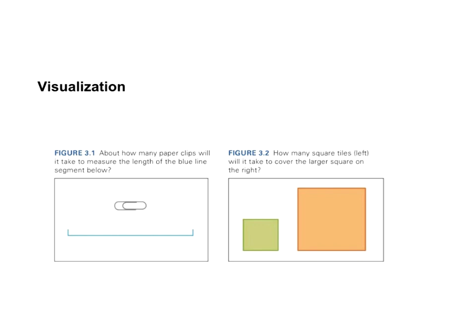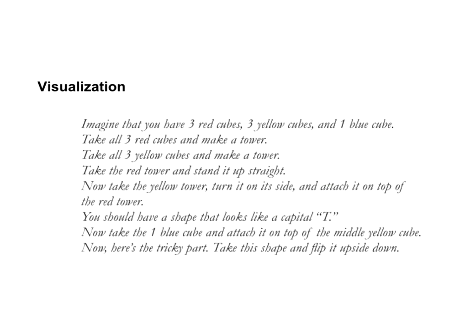About how many paper clips will it take to measure the length of the blue line? About how many square tiles will it take? So again, that's a composing and decomposing. It's how we visualize. And spatial visualization is that ability to perceive complex spatial patterns and comprehend imaginary moments in space. So if you take a look at these images, these are really common tasks in our curriculum, but they help students incorporate visualization rather than just giving them pencil and paper tasks to do it.